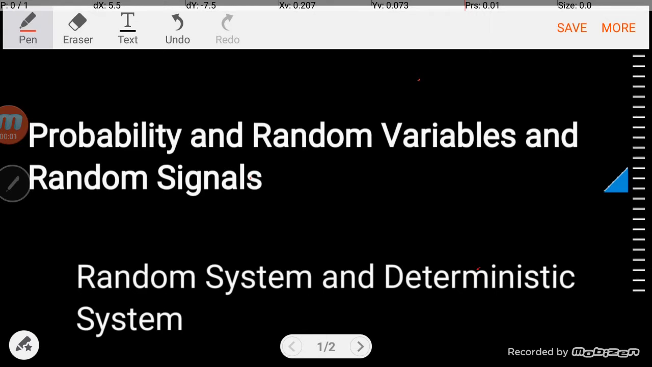Hello, our subject is probability and random variables and random signals. In this subject, we will study the probability theory, random variables and random signals related theory. In the beginning, we have to understand what is the difference between random system and deterministic system.